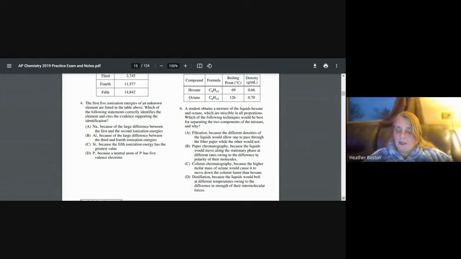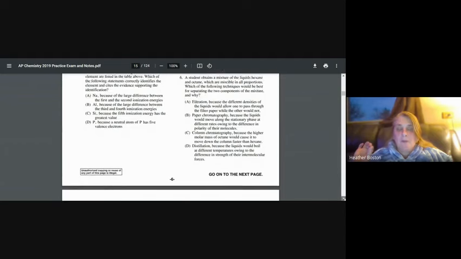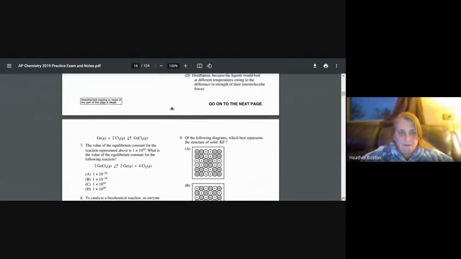So let's reiterate that. Filtration separates based on differences in states of matter. Chromatography separates based on differences in polarities. And distillation separates based on differences in boiling point. Okay, got it. Thank you.